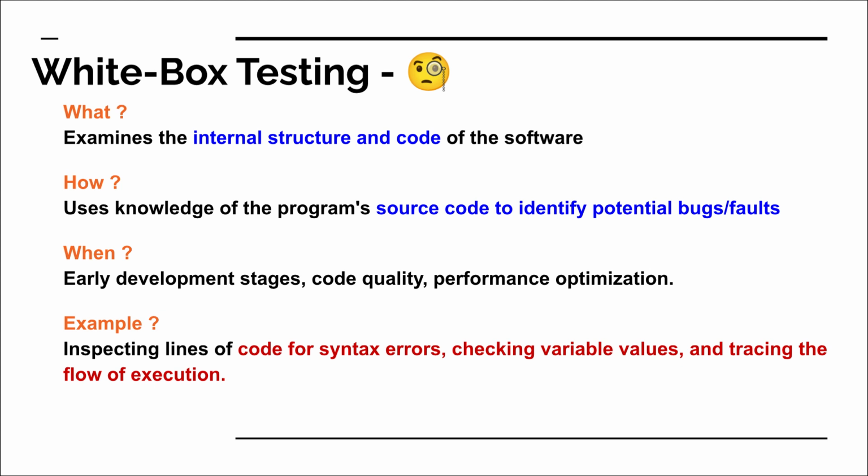You are using your knowledge of the code to find potential problems. White box testing is best done early in development when it is easier to fix issues. Imagine inspecting lines of code for typos, checking if variables are being used correctly, and tracing how the problem flows from one step to the next. That's white box testing in a nutshell.